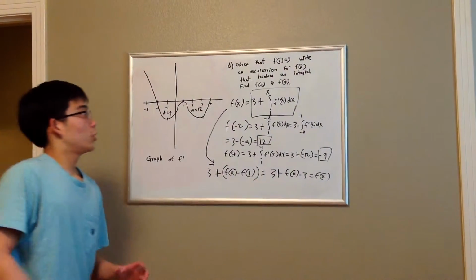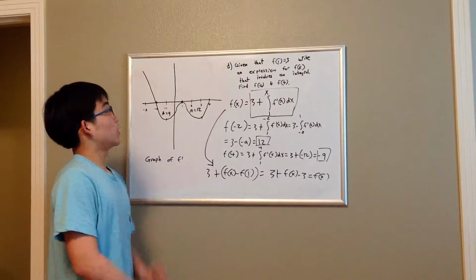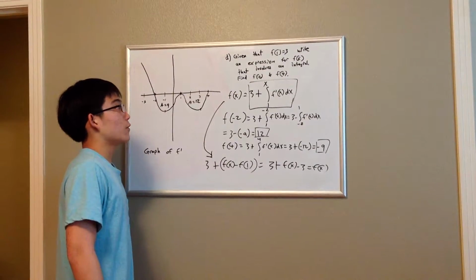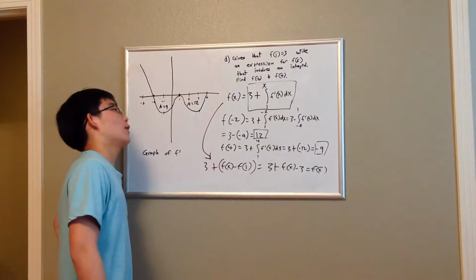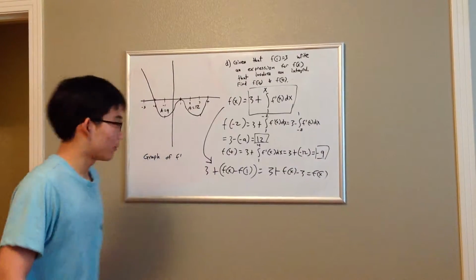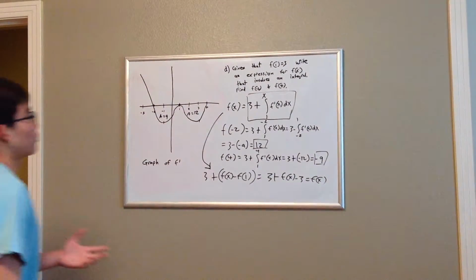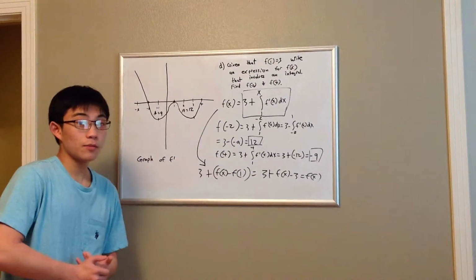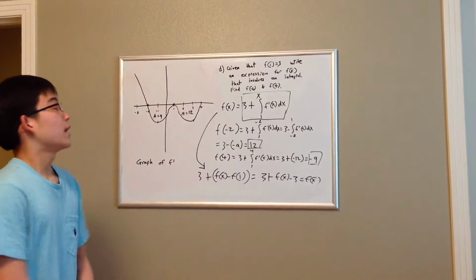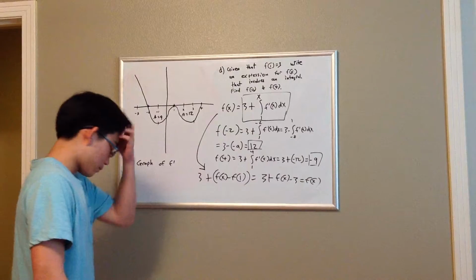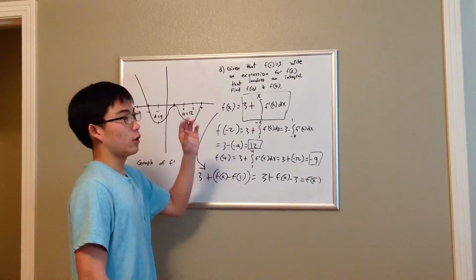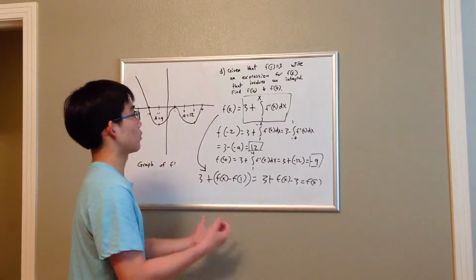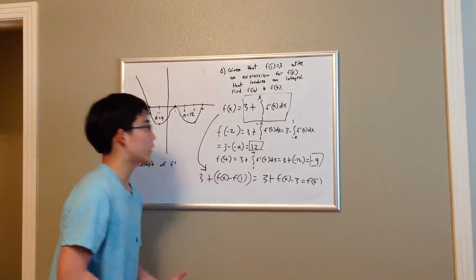For part D of this FRQ, the question is, given that f of 1 equals 3, write an expression for f of x that involves an integral and find f of negative 2 and f of 4. Now, for part D, we're going to apply our knowledge of the net change theorem, that the integral of a rate is the net change. So, we're going to have to work around the only thing that we know for certain in this situation, which is that f of 1 equals 3.